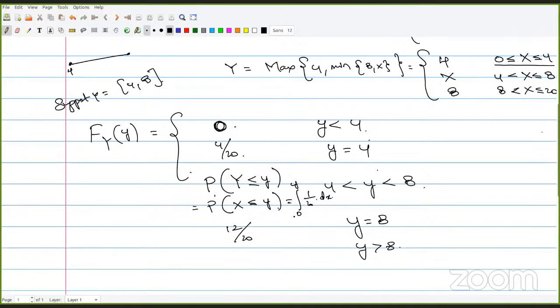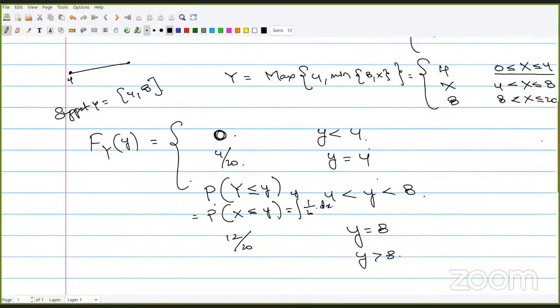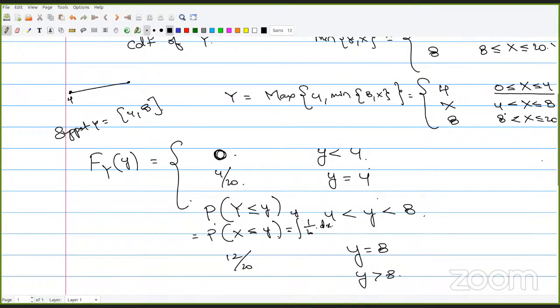0 to y or 4 to y? I guess this is from the distribution, where capital Y is equal to 4 when x is less than or equal to 4, and small x if x is between 4 and 8. 4 and 8, right? Yes.